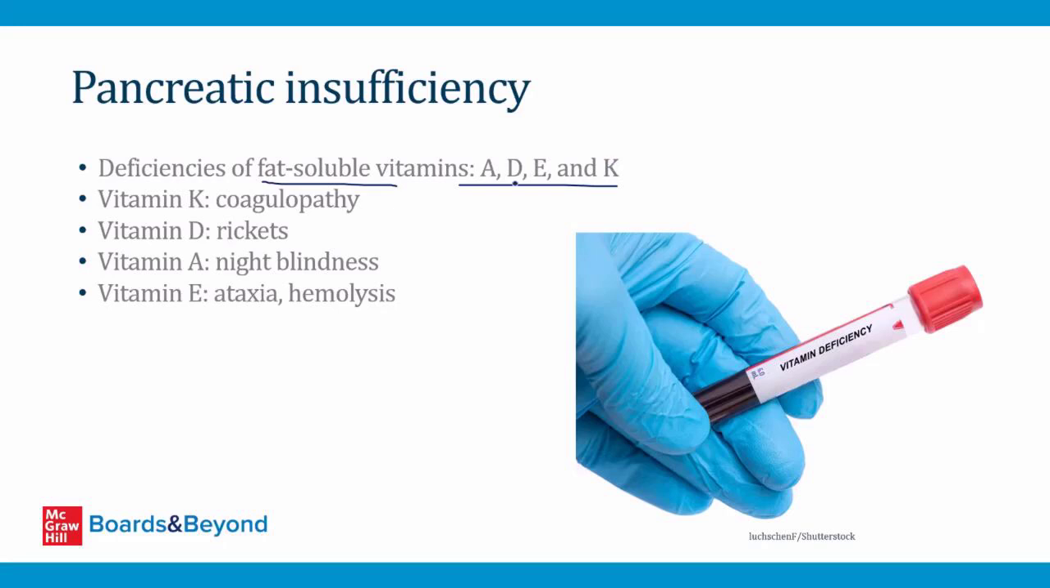So you always want to remember this for board questions. A vitamin K deficiency leads to coagulopathy. Vitamin D deficiency leads to a bone condition called rickets. Vitamin A deficiency leads to difficulty with vision, particularly night blindness. And vitamin E deficiency can lead to ataxia and hemolysis. And I talk about all these vitamins in the biochemistry section. I'm just reviewing them here for you briefly because you can see them in patients who have cystic fibrosis if they're not being monitored and supplemented.